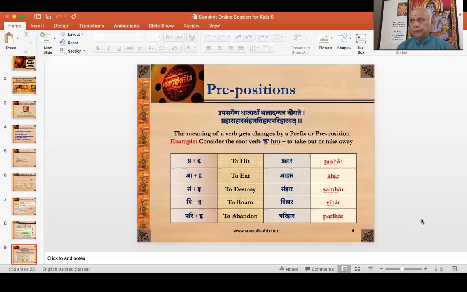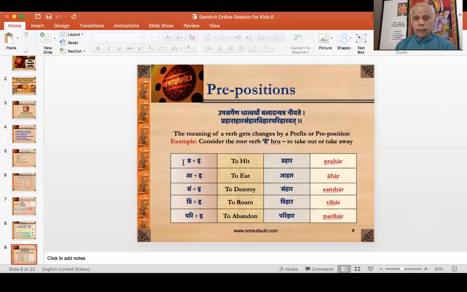Dhatu artho. It comes from a dhatu, which means a root. For example, you consider the root verb hr. Hr means to take out or take away. That is a dhatu. And from that, you get the upasargam, which is a preposition, by adding a prefix. In this case, you see the first example here, the prefix is pra. And you combine pra with hr, you get a word called prahar.